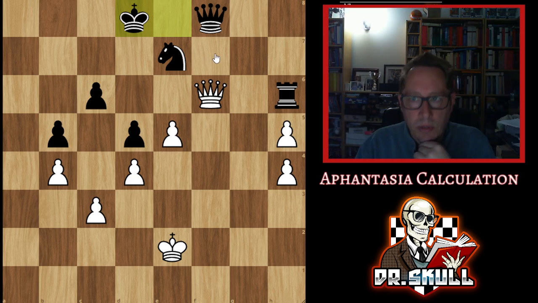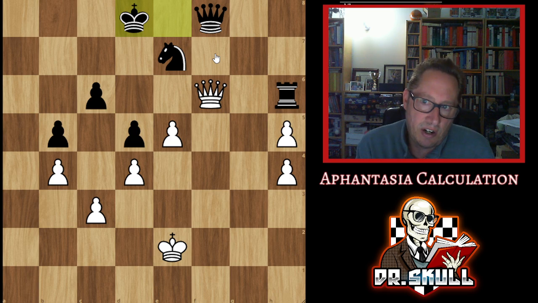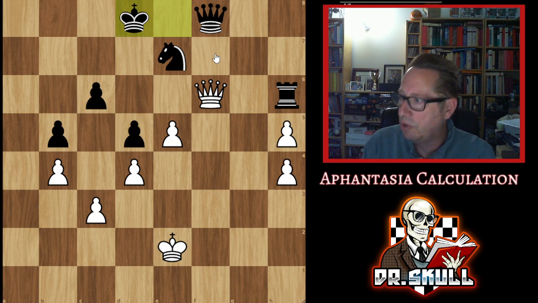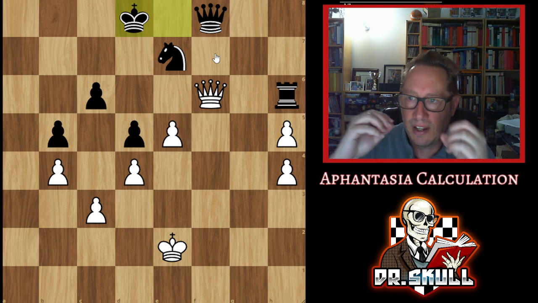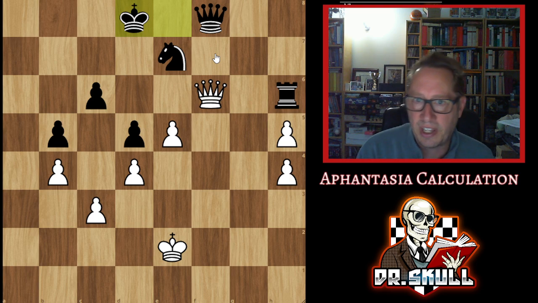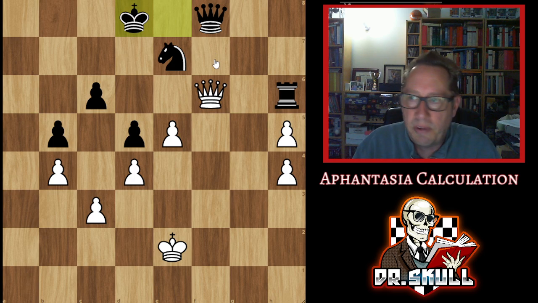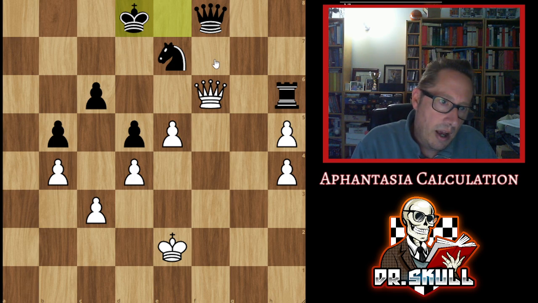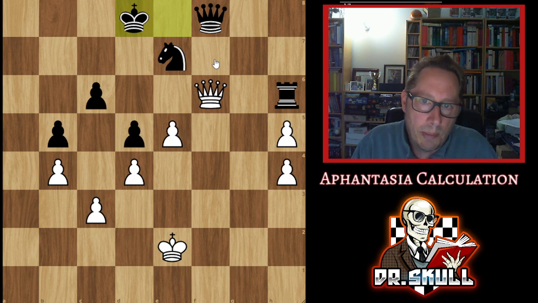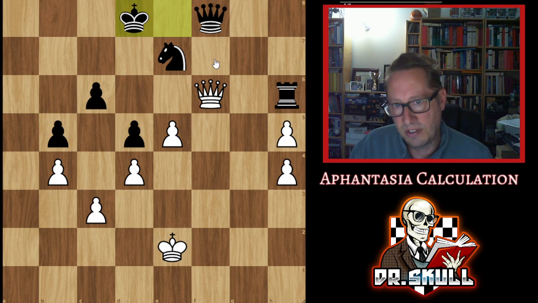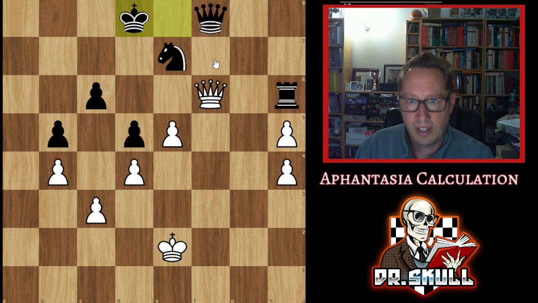And for those of you who don't have aphantasia, I'm curious to hear, how are you solving the puzzles? Are you telling stories and picking up features of the position like I am? Or are you just looking at the board and starting to manipulate it and move it in your head immediately? So it'll be very interesting to hear in the comments how you all go about doing this. So hopefully this was helpful, and I'll see you next time in this series on aphantasia and chess.